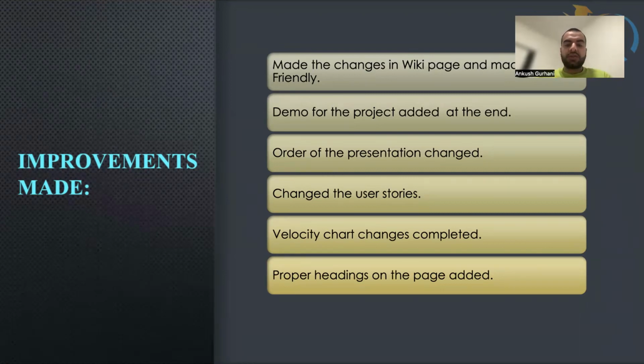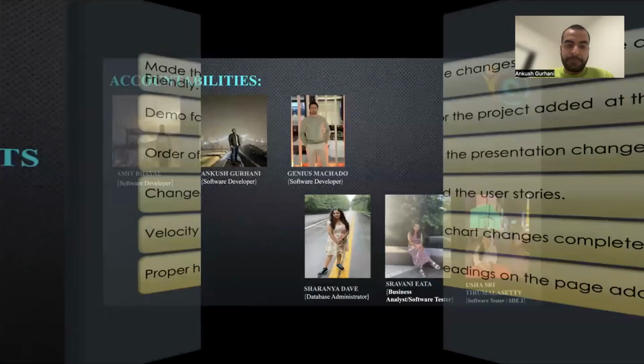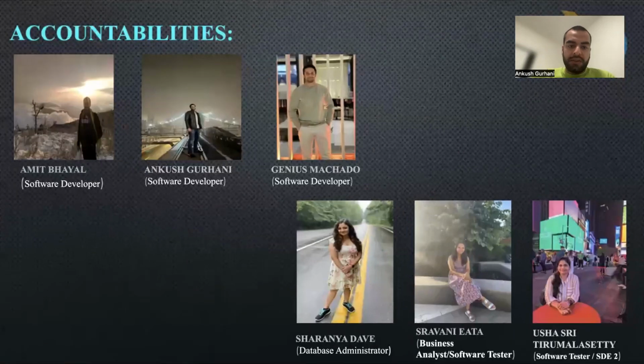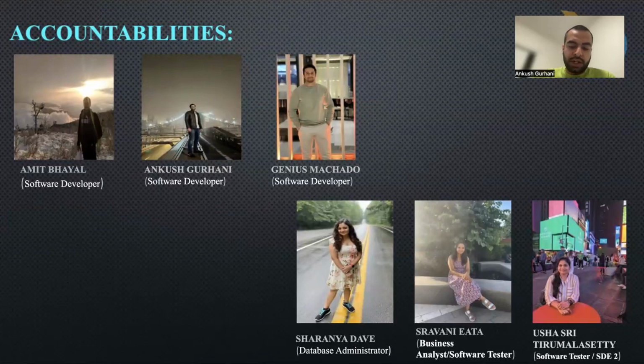We have changed the user story ID to match the test case IDs, and we have added proper headings for each page. As you can see, we have 6 team members in front of us. Amit, Ankush, and Genius are software developers. Sharanya, Shravani, and Usha are software developers. They're also handling the database, business analyst, and software developing roles between them.